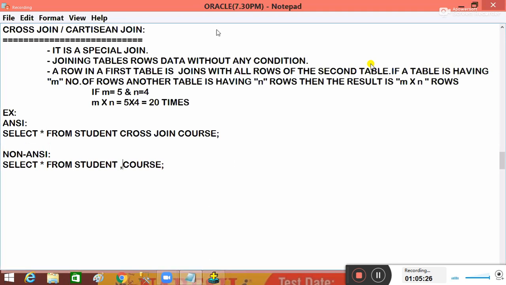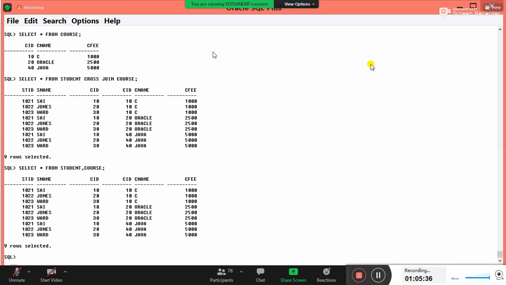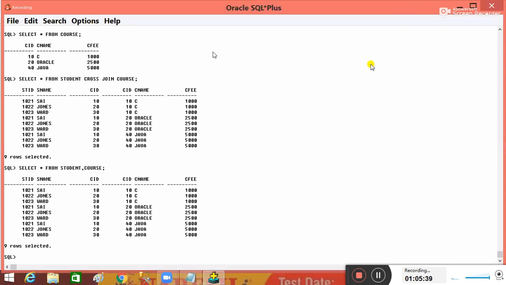But somebody is asking a question: sir, we are just joining two tables' rows one to one, so what is the use of cross join? The rows are just joined together, and we are not writing any condition. Then what is the use of cross join? Some students get this kind of doubt.